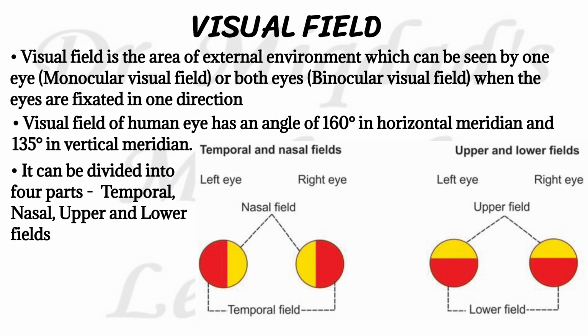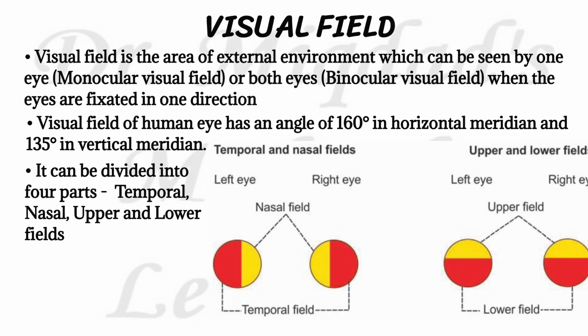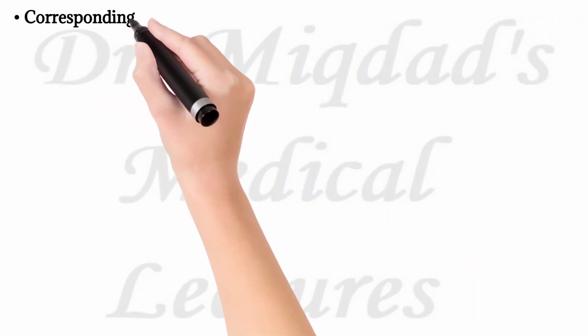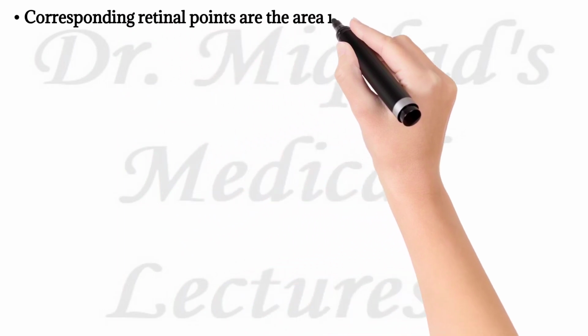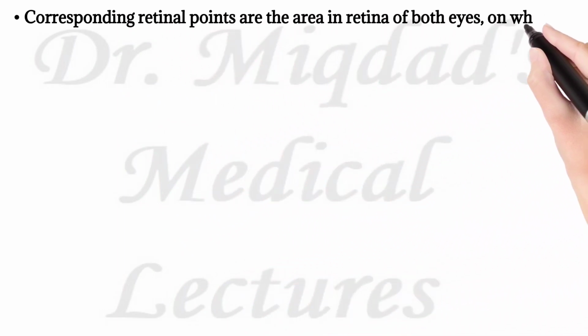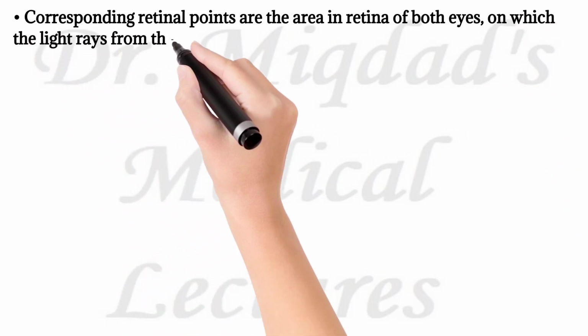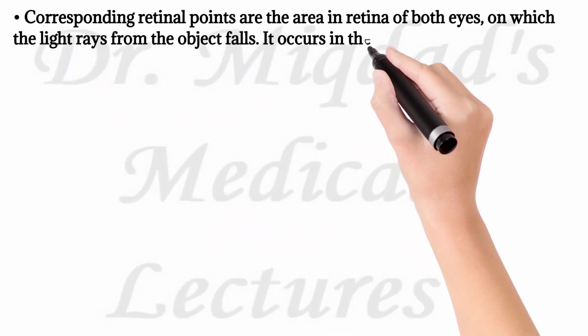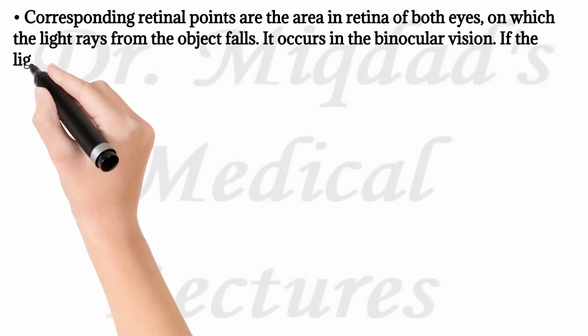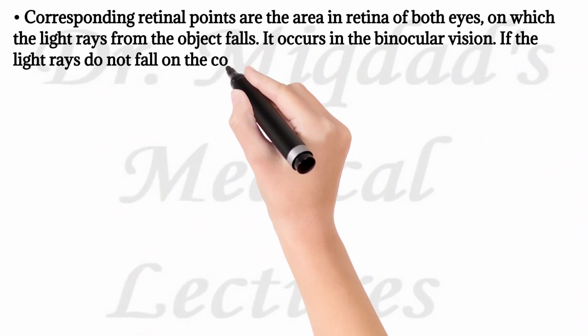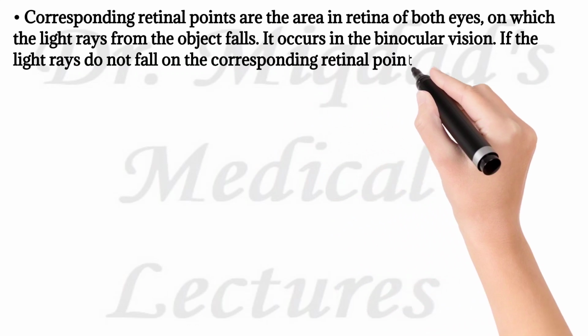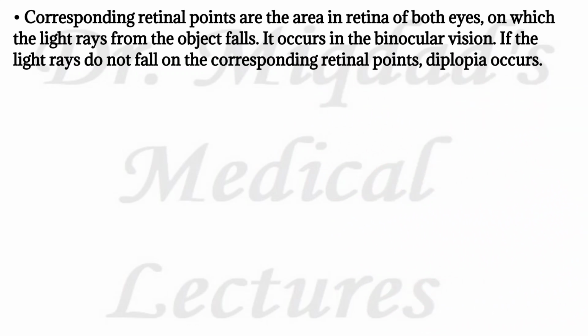Now let's come to the concept of corresponding retinal points. So what are corresponding retinal points? Corresponding retinal points are the areas in the retina of both eyes on which the light rays from the object fall. It occurs in binocular vision. The two images developed on the retina of both eyes are fused into a single sensation. So we see objects as a single image.